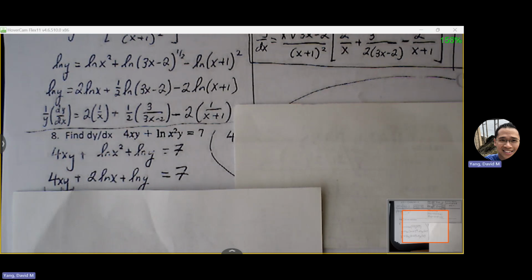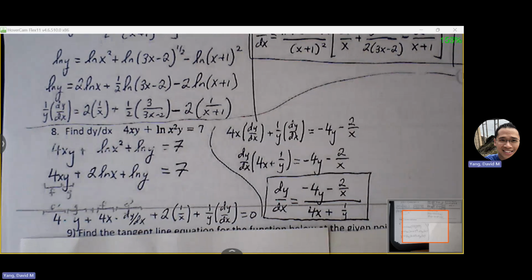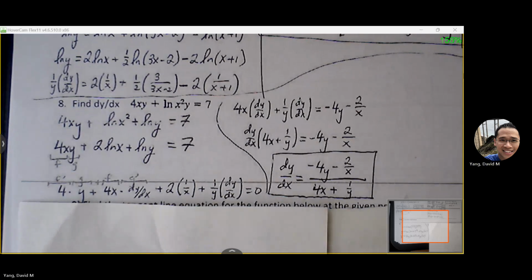So this is as far as I can expand. Now we can think about product rule for that 4xy, f prime g plus f g prime, as well as keeping track of our dy dx's along the way. 4x becomes 4. We keep the y. 4x is still 4x. Y derivative is dy dx.